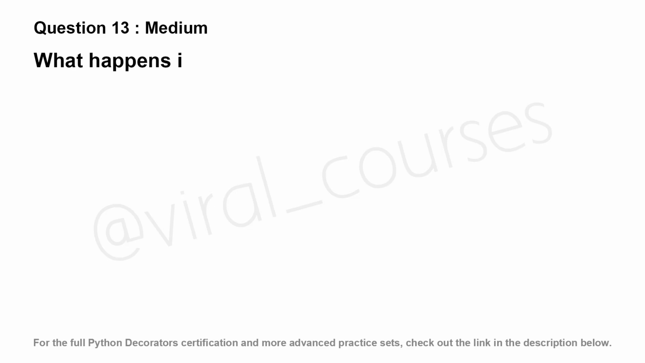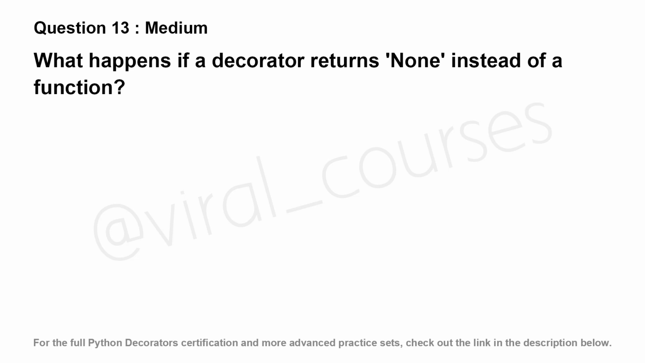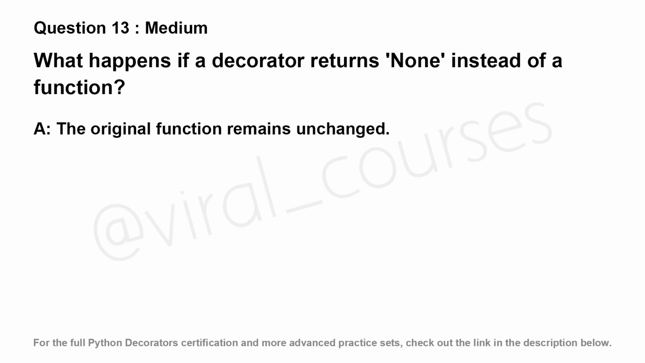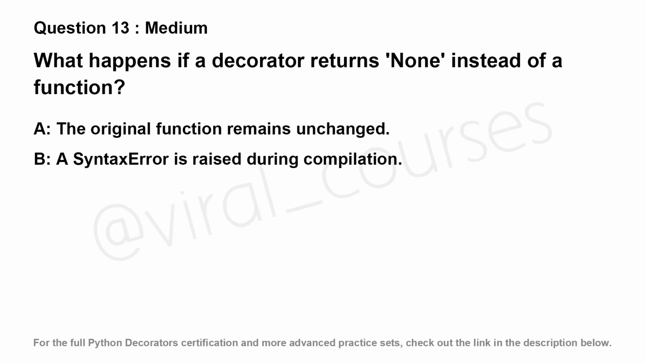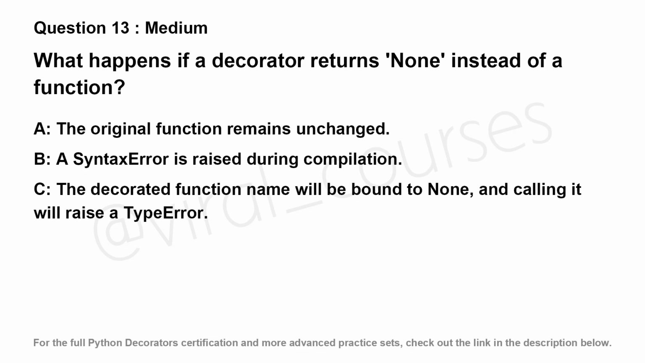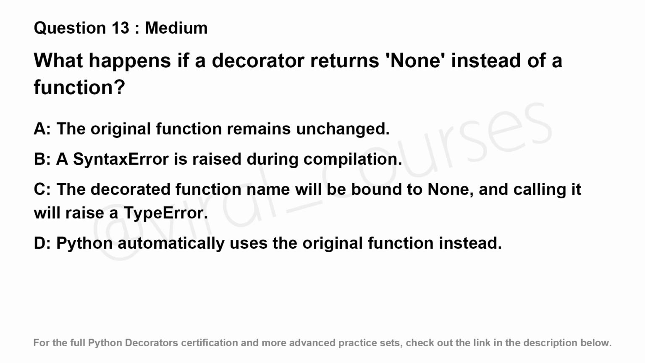What happens if a decorator returns None instead of a function? Option A. The original function remains unchanged. Option B. A syntax error is raised during compilation. Option C. The decorated function name will be bound to None, and calling it will raise a TypeError. Option D. Python automatically uses the original function instead.